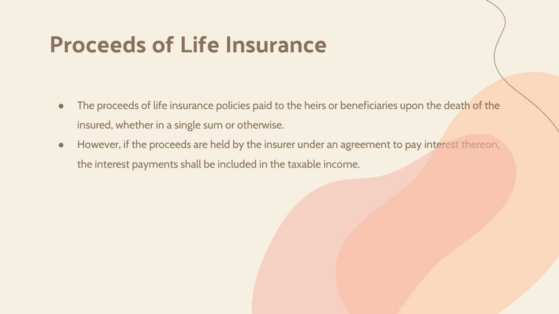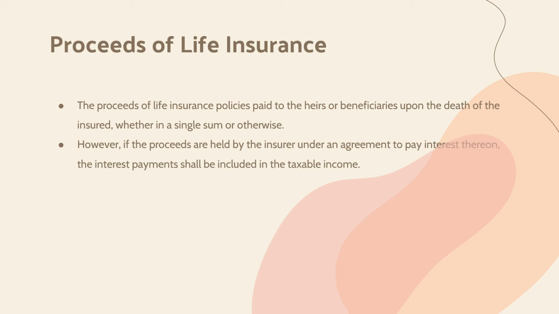So this means that the proceeds coming from a life insurance will be exempted when paid to the heirs or beneficiary upon the death of the insured. For example, someone availed of an insurance policy and then later on died. The proceeds from that life insurance will be given to the heirs or beneficiaries, such as his or her children or wife. That will be exempted as part of the gross income of those receivers since it came from life insurance.